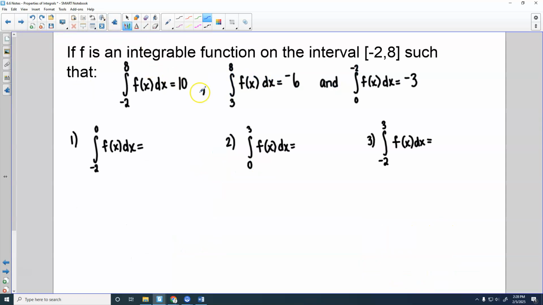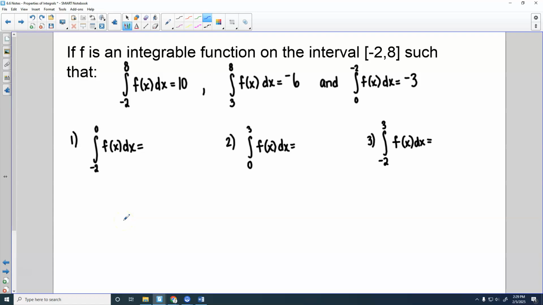Okay, so here is an example of some of the stuff you will be given for this. You have that the integral from -2 to 8 of whatever function it is that is f of x equals 10. Then from 3 to 8, you get -6. And from 0 to -2, you get -3. Okay? The first question asks us the integral from -2 to 0 of f of x.